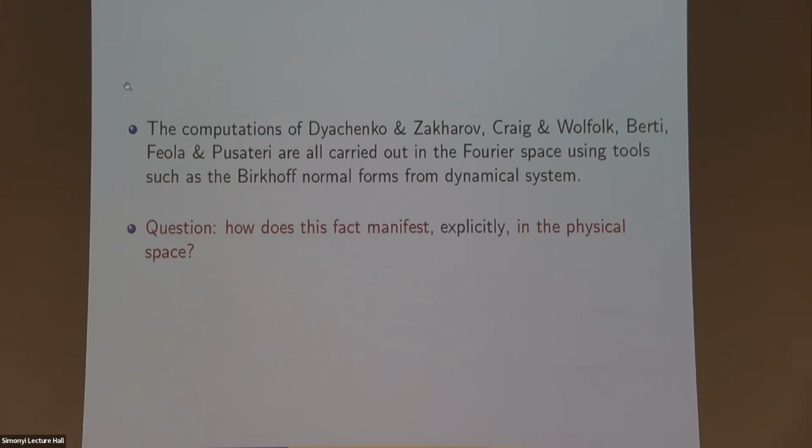So now the question we want to ask is, because the Euler equation is written explicitly in physical space, what does this really mean? These reductions are not very explicit, so how does this manifest explicitly in physical space? There are several motivations for doing this. First is mathematical curiosity. Maybe there's something simple going on in physical space. If you look at it in Fourier space, it's complicated, but if you look at physical space, maybe it's very simple.